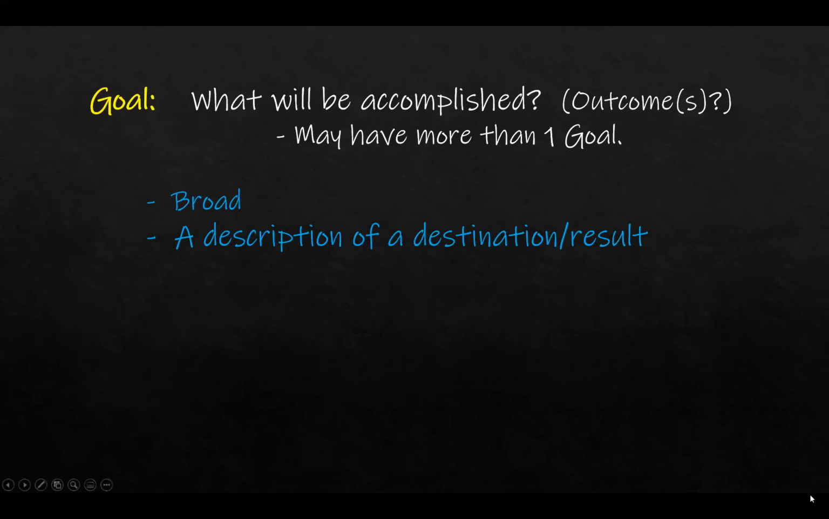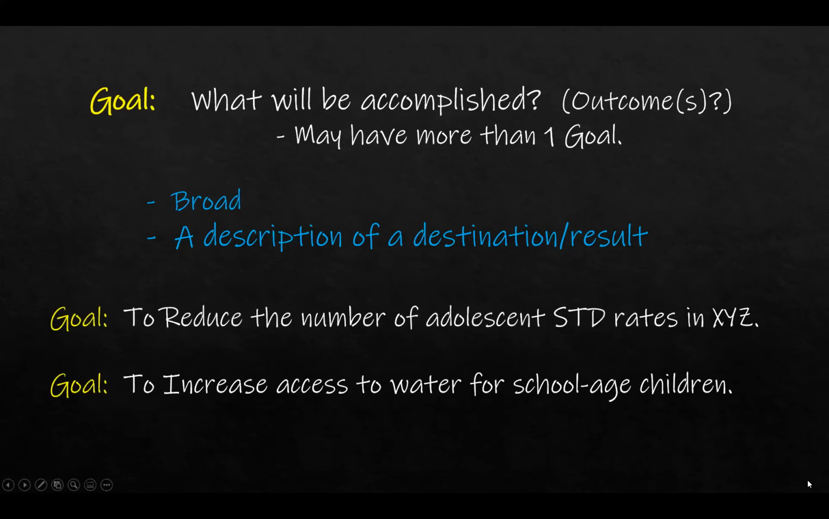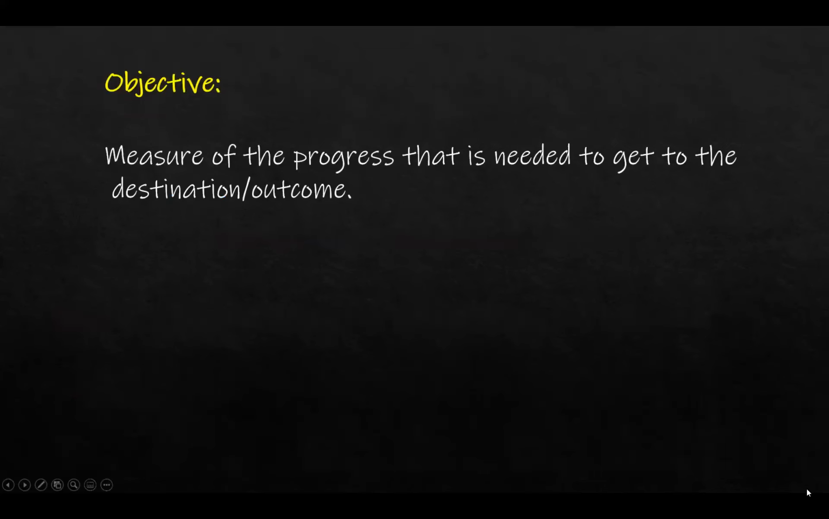A couple of examples of goals that I'm going to use through this part. One goal, to reduce the number of adolescent STD rates in XYZ. And one goal is to increase access to water for school-age children. And we're going to use these two goals to write our objectives. So an objective is how we're going to measure our progress that's needed to get where we need to go.